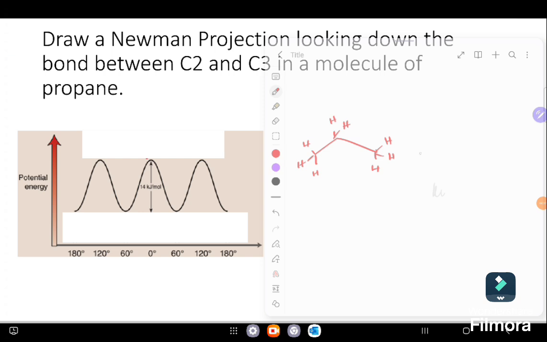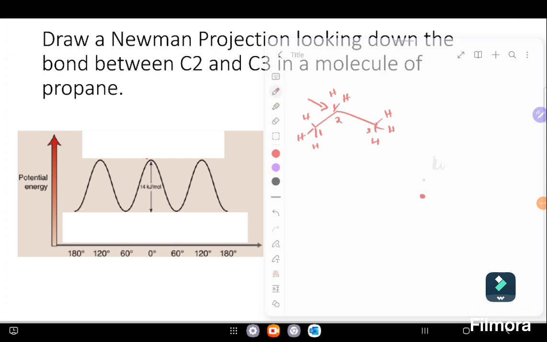Since this question is asking us to look down the bond between C2 and C3, if we number our carbons 1, 2, and 3, that means we would be trying to draw a Newman projection looking down the bond indicated by the arrow there. And we see that on the front carbon, there will be a methyl group and 2 hydrogens, and on the back carbon, there will be 3 hydrogens.